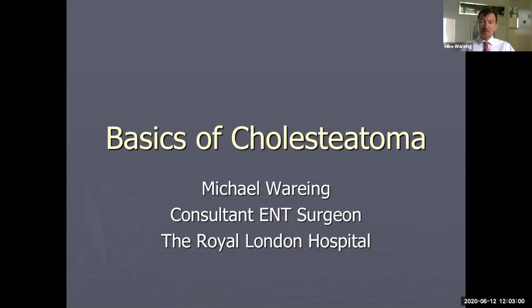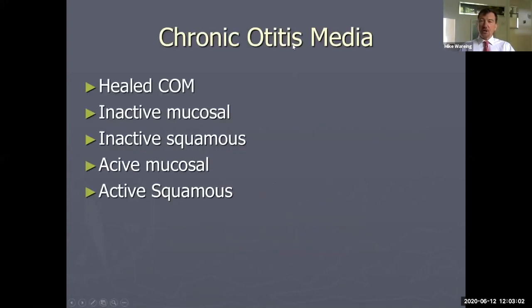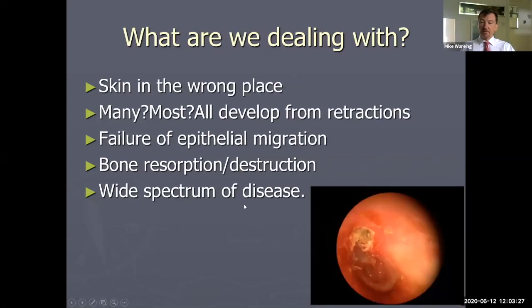and hopefully that'll be useful. So I think we showed this slide last time. Chronic otitis media is divided up into healed chronic otitis media, so that's usually a healed perforation; inactive mucosal, a perforation; inactive squamous, which is a retraction pocket; active mucosal, which is a discharging perforation; and active squamous, which is cholesteatoma. Okay, so what we're dealing with is skin in the wrong place.